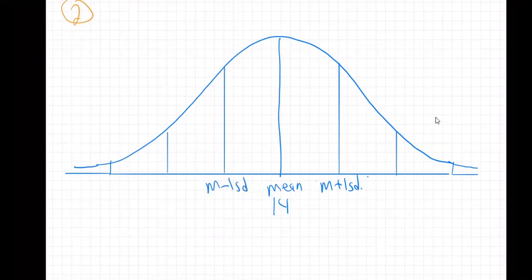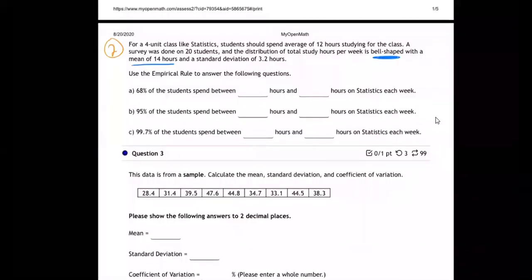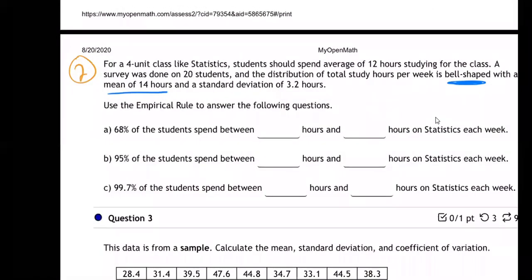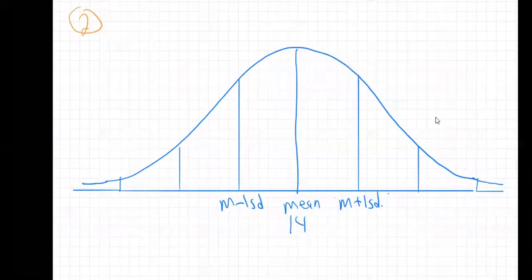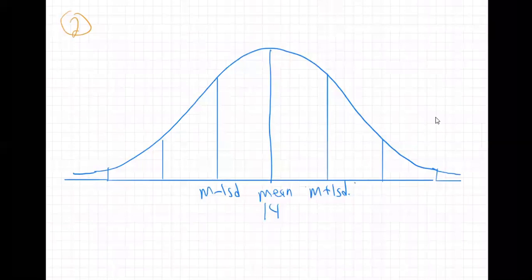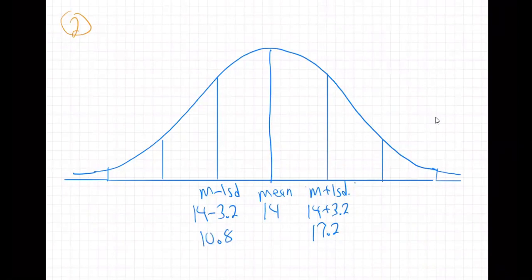What do I mean? What's standard deviation? Well, it says it right here on the problem. It says the standard deviation is 3.2 hours. See that? Standard deviation is 3.2 hours. So that means every one of these jumps is going to be 14 plus 3.2, so that'll be 17.2. This will be 14 minus 3.2, so that'll be 10.8.